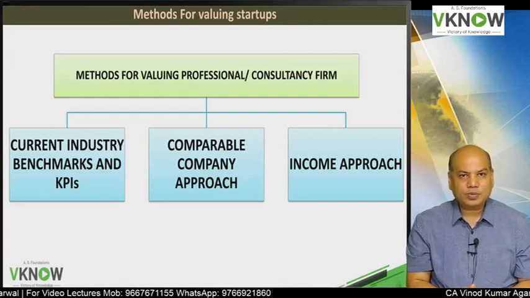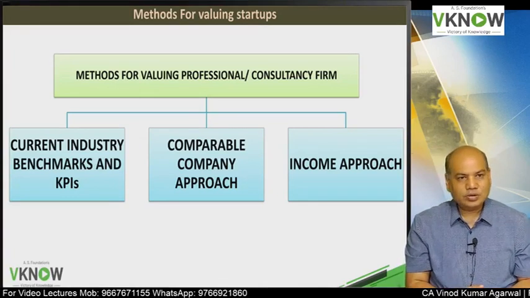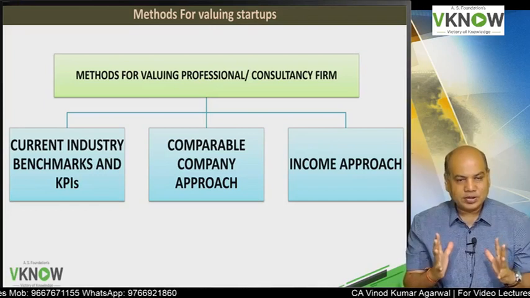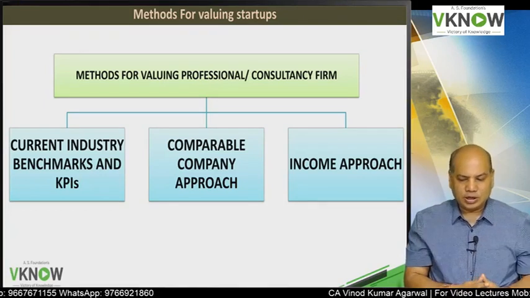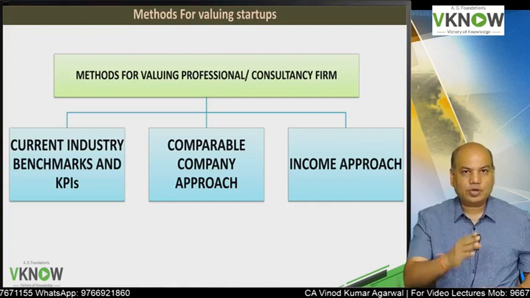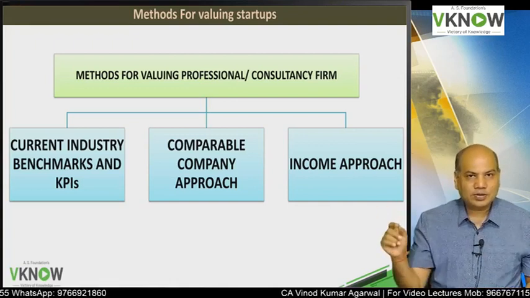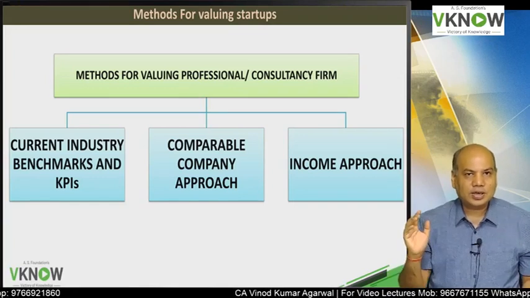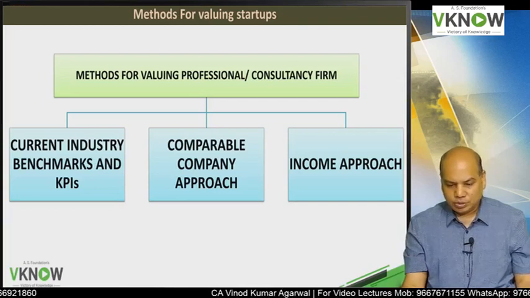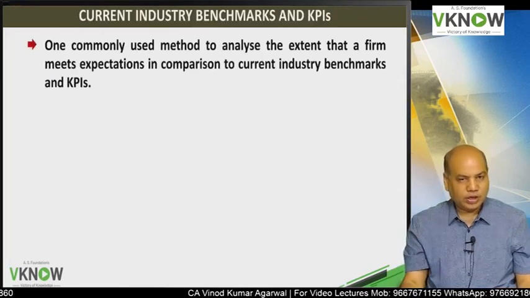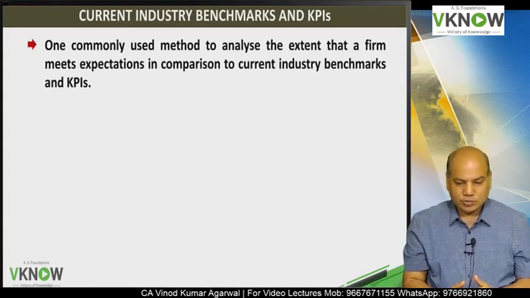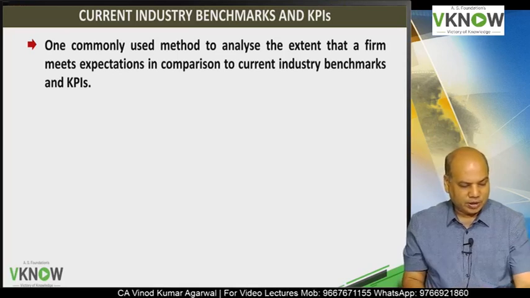KPI means key performance indicators. So how the industry benchmarks the firm on certain parameters, you will take those parameters and value the firm accordingly. Second is, as usual, for all other methods we have seen, the comparable company approach, and the third one we have also seen under other approaches, called the income approach. So very quickly we will just discuss the three approaches. One is current industry benchmark and KPIs.